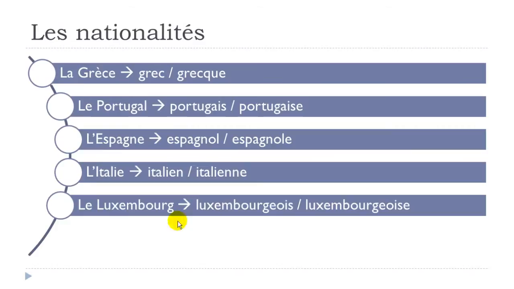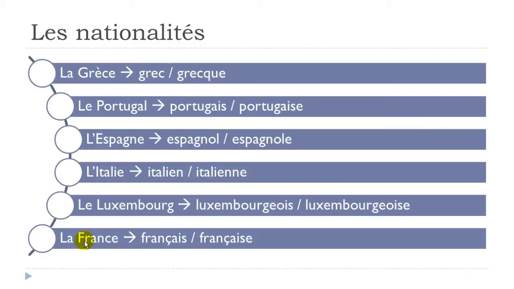Le Luxembourg, luxembourgeois, and then feminine form, luxembourgeoise. Same thing here, only difference, joise, z, okay, you insist on it. Luxembourgeois, masculine form, and then luxembourgeoise, feminine form. Then, la France, français, française, okay, alright, it continues.